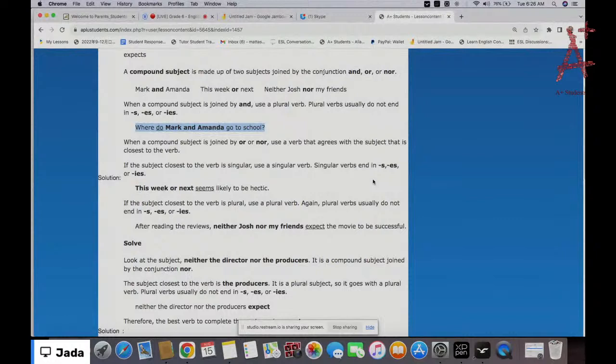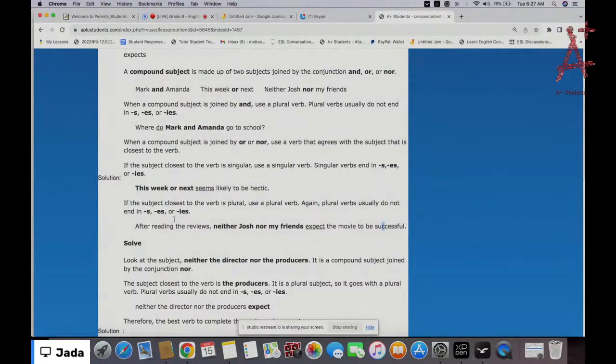All right. So if the subject closest to the verb is singular, use a singular verb. Singular verbs end in es, ies, and s. So when you have a subject closest to the verb and it is singular, use what? Es or ies in the verb. So you're going to use singular verbs.